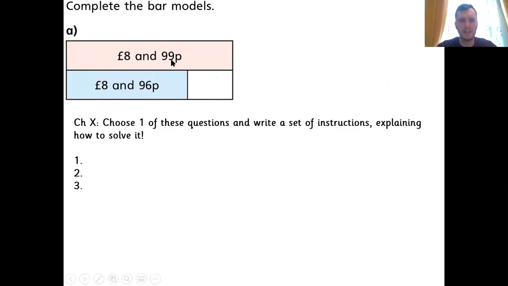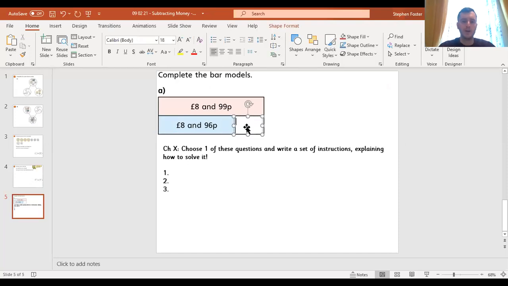I can see it's really close. £8.96 is very close to £8.99. What's the remaining part going to be? Well done if you came up with 3 pence for that remaining part. I only need 3 more pence to get to £8.99.